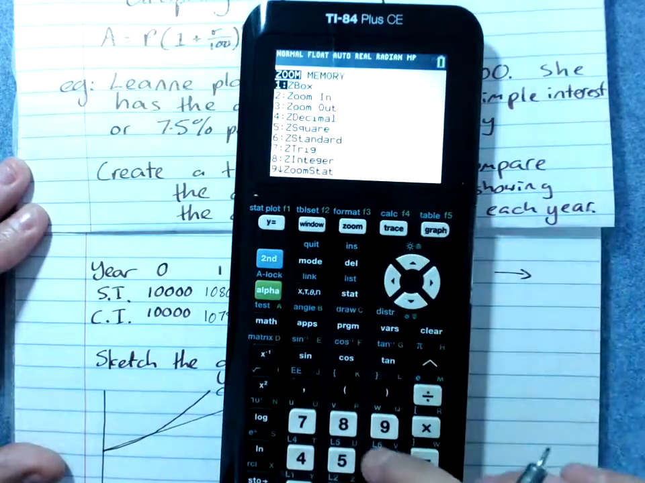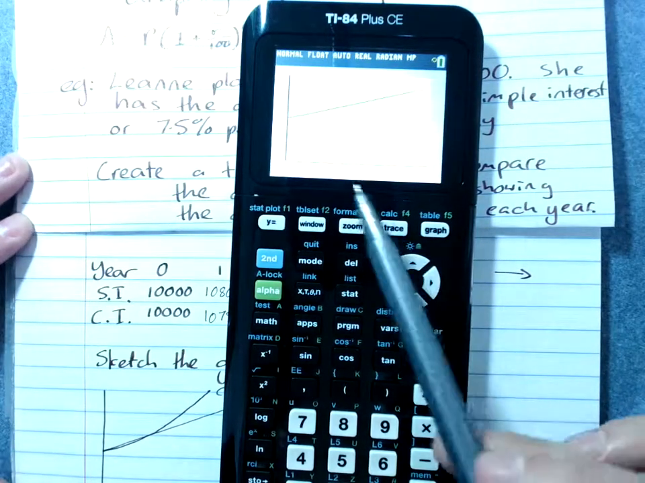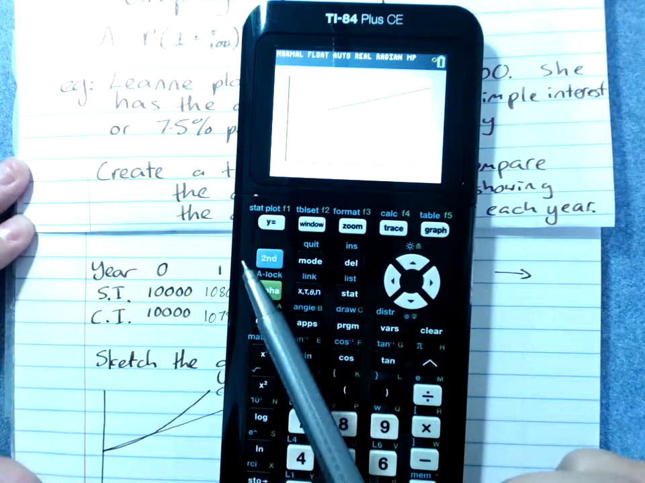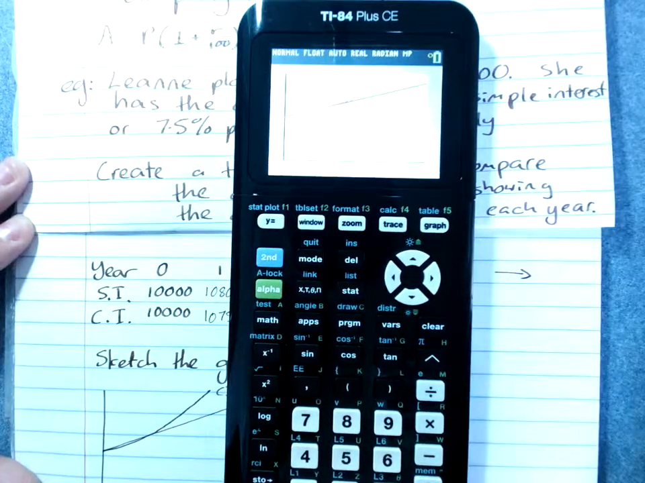If you press zoom 9, that should also just automatically graph it for you without you needing to worry about the window setting. So you might find zoom 9 is more appropriate just to get a quick graph.